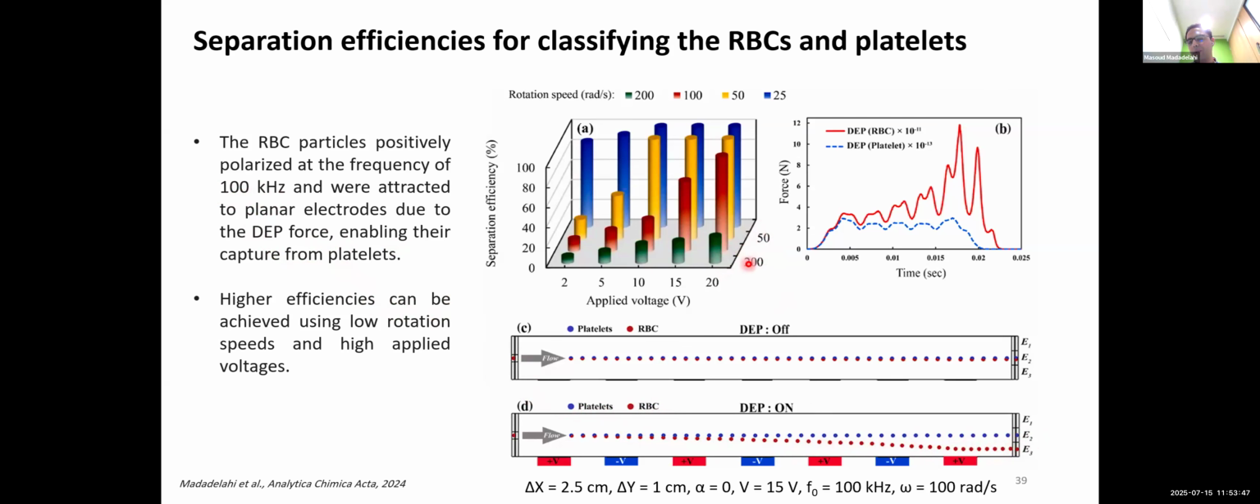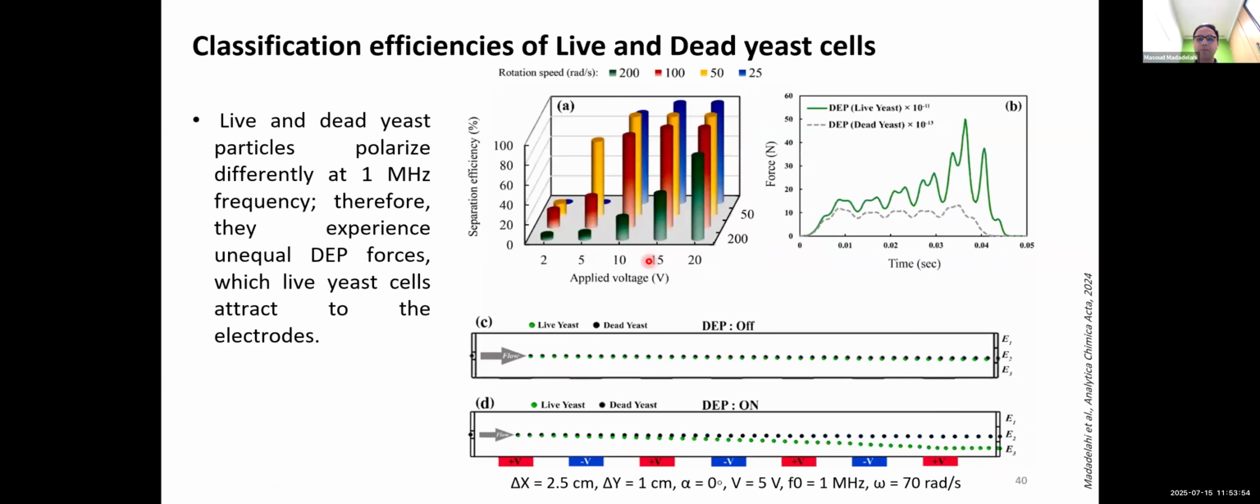And at different rotational velocities, you can have different separation efficiencies. And the other important thing is that we can even separate live and dead yeast cells by adjusting that frequency again, right? So at 1 megahertz, we use that change in DEP force between these two particles to separate them like this. And similarly, for different rotational velocities, you can have them like this.